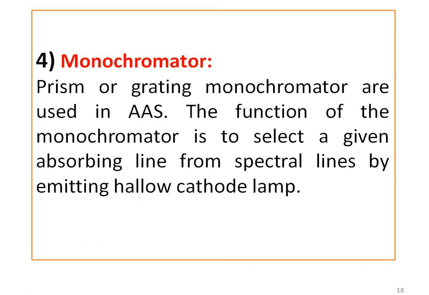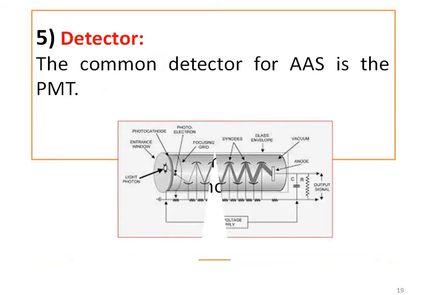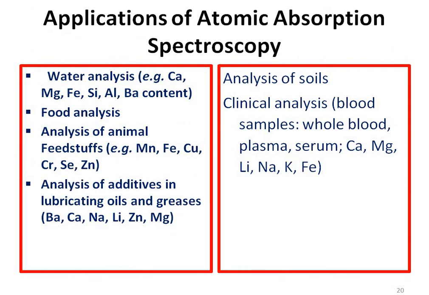Prism or grating monochromators, similar to UV visible spectrophotometry, are also used in atomic absorption spectroscopy. The function of the monochromator is to select a given absorbing line from the spectral lines emitted by the hollow cathode lamp. The next important instrumentation portion is the detector, and the common detector for atomic absorption spectroscopy is the photomultiplier tube. Photomultiplier tube we have already discussed in UV visible spectroscopy. The link is given in the description box. Please refer to the link.